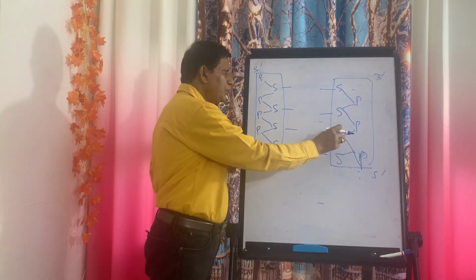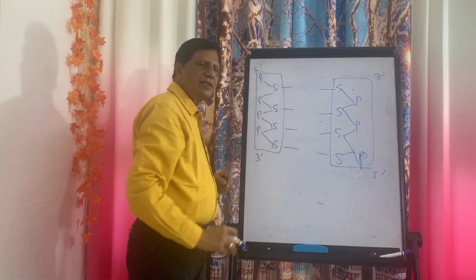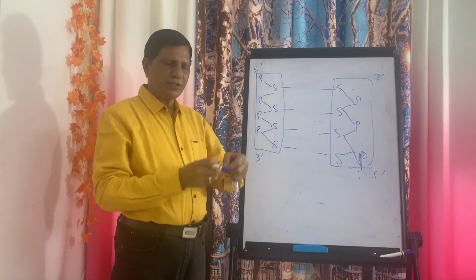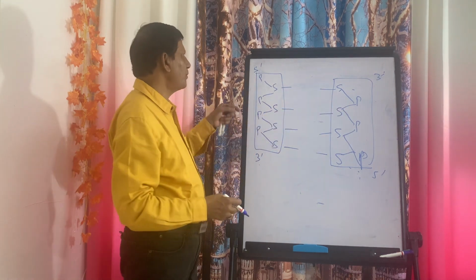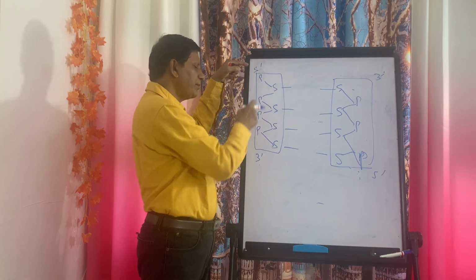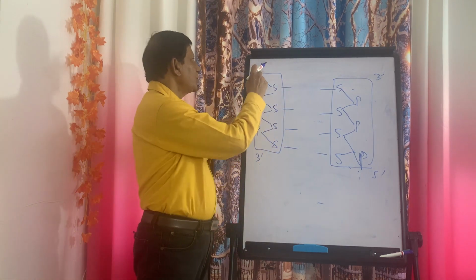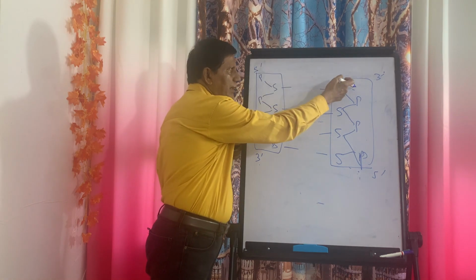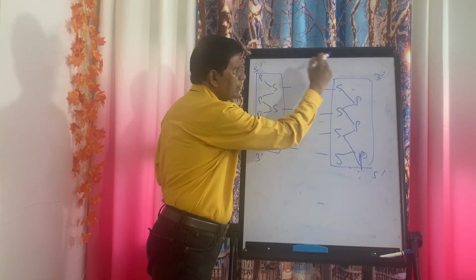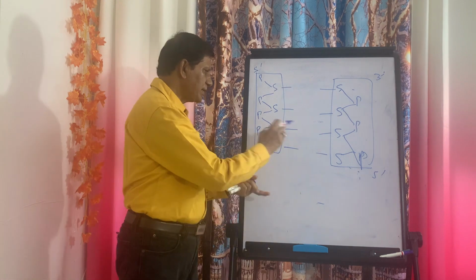And these two polynucleotides are always anti-parallel, meaning they always run in opposite directions. As I have already told you, one is running from 5 prime to 3 prime, the other is running from 3 prime to 5 prime. And the phosphate of one is matched by the sugar on the other side, and vice versa.